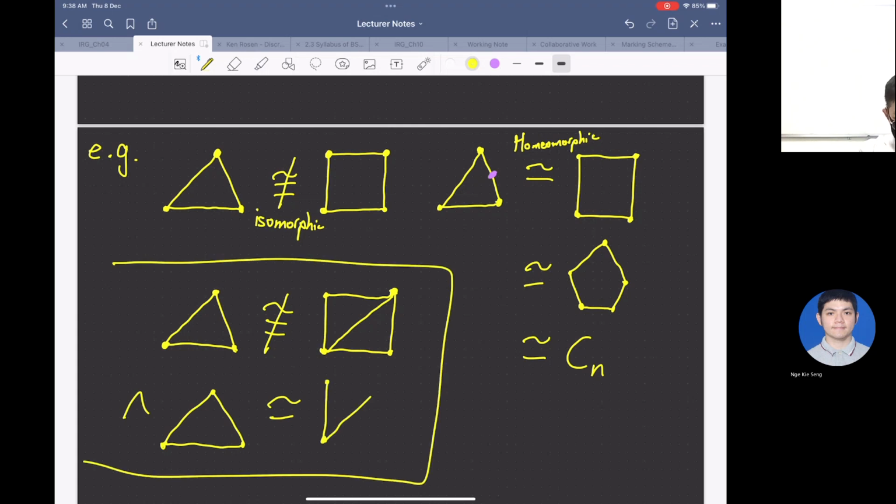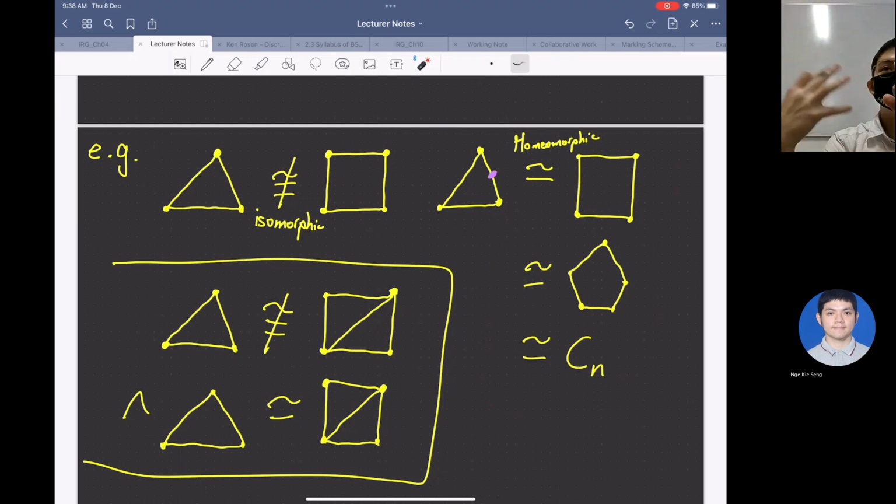Yeah, they are not homeomorphic also. So there's no relation between homeomorphism and isomorphism. You can see that under homeomorphism, more graphs are considered the same, but it's enough for us to deduce some useful result. Quite a lot of results we can study just using topology. So sometimes you don't need to see things too clearly.